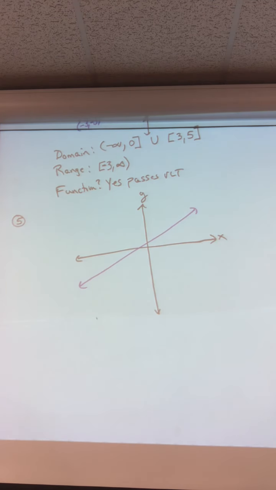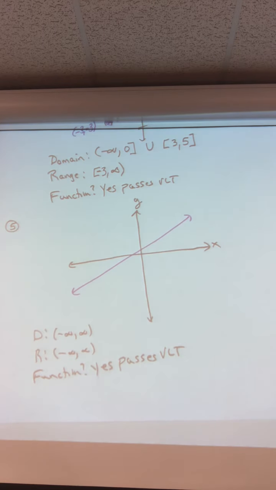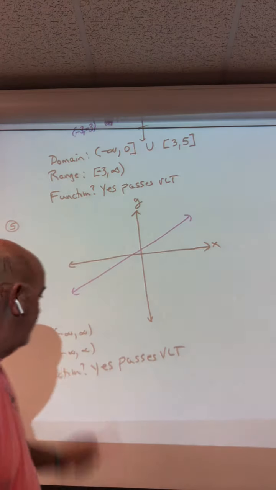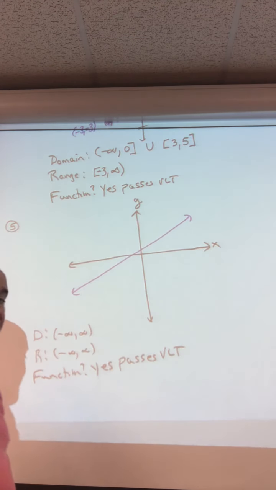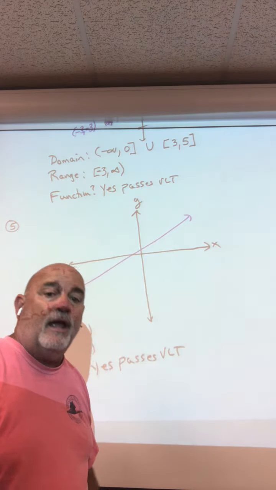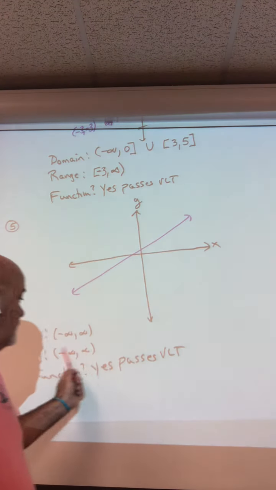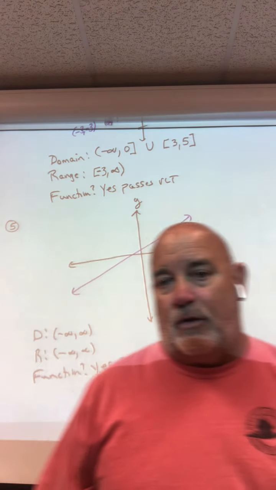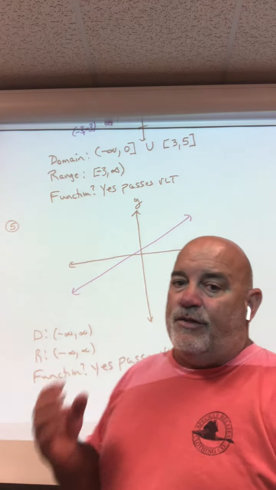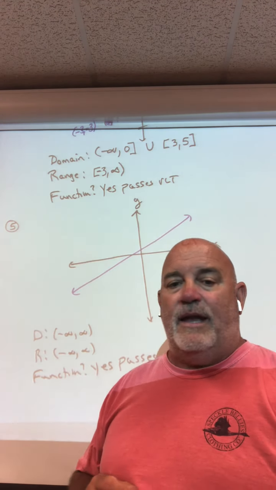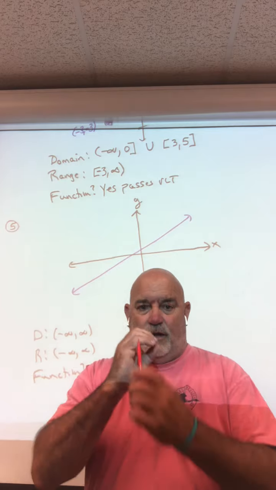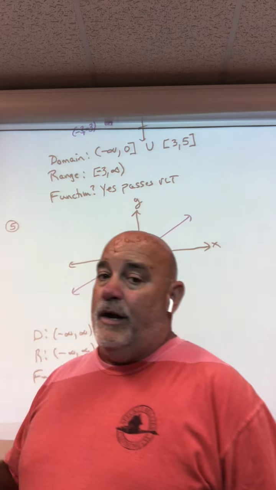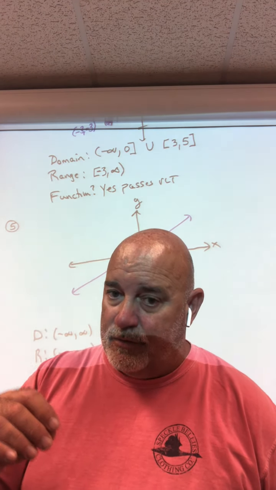The domain is how far the graph goes from left to right. This graph goes from negative infinity to the left, to the right forever. Negative infinity, positive infinity. The range, it goes down forever and up forever, and there's no breaks. And is this a function? Clearly that's a function because it passes the vertical line test. So all of the circles we did, a circle can never be a function because it fails the vertical line test every single time.